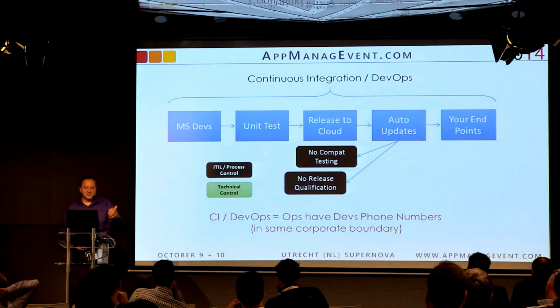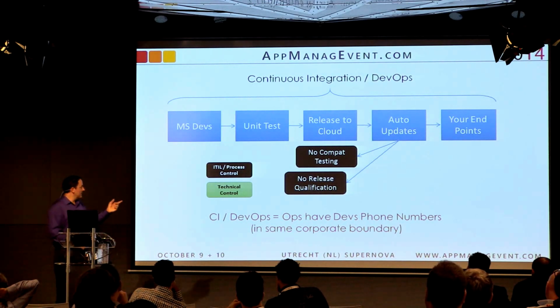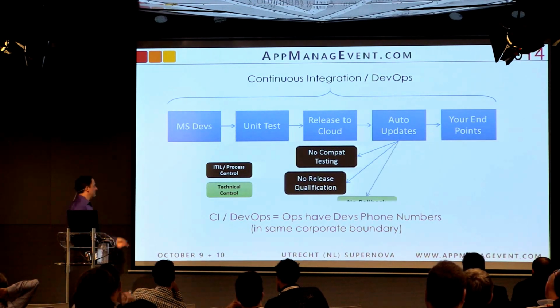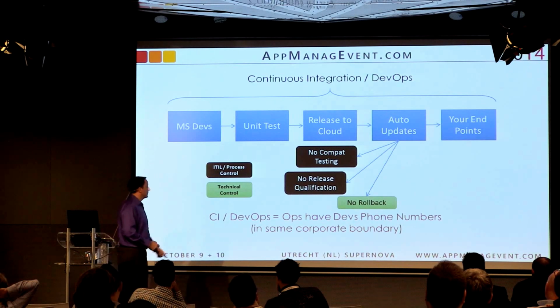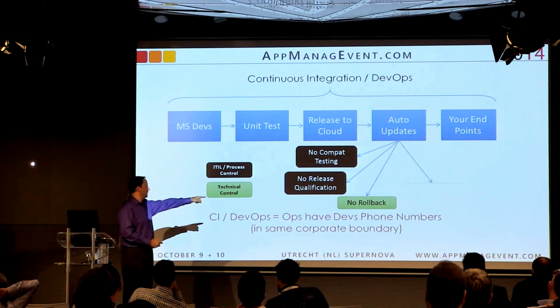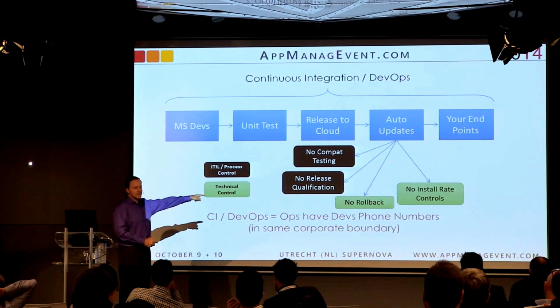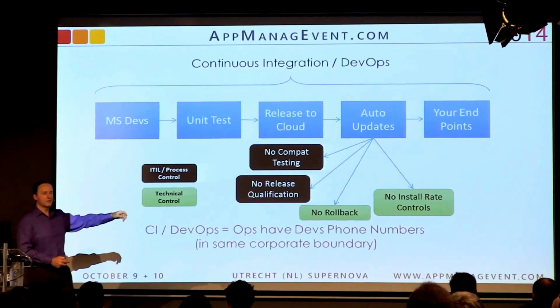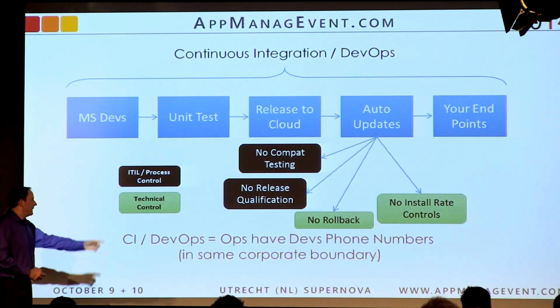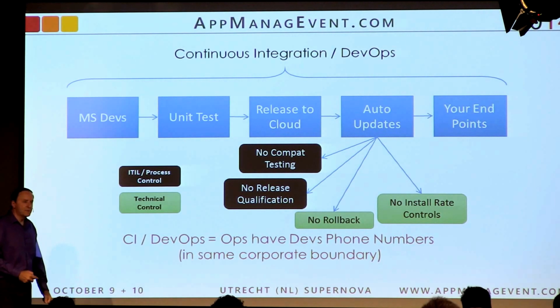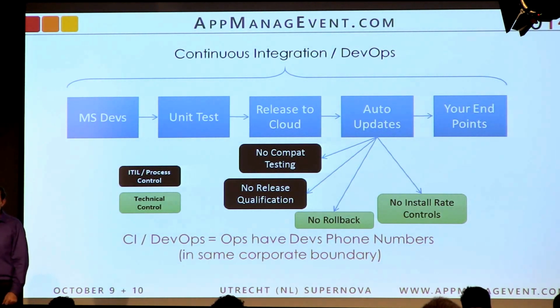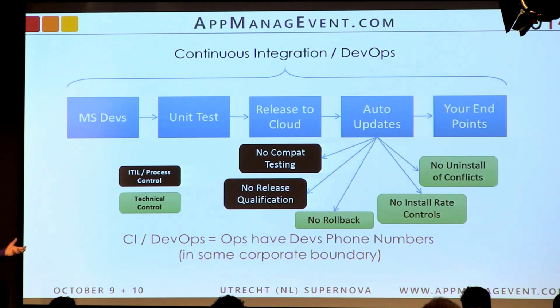So some of the challenges you have with that auto update cycle: you can't do any compat testing or release qualification, and you won't have a rollback mechanism. There's a way to roll it back, but you'll never have tested it if you're in auto updates mode. You'll be scrambling for a month to try to roll it back. No install rate controls, how many people at how many sites pull it how fast. Especially on updates, you might be able to control it on installation, but then on updates after that. And no uninstall of conflicts.